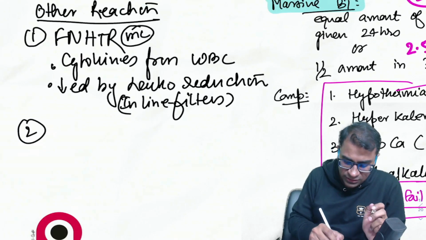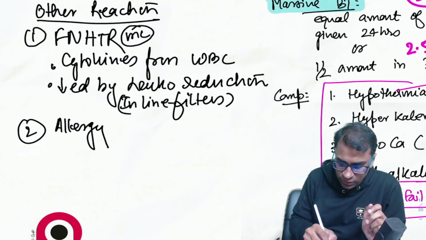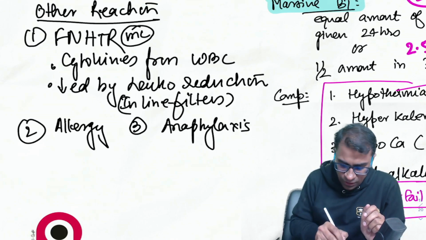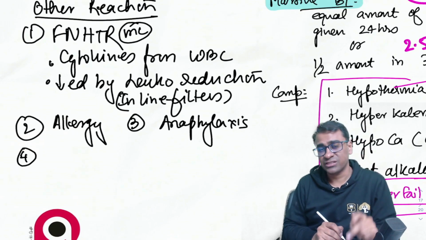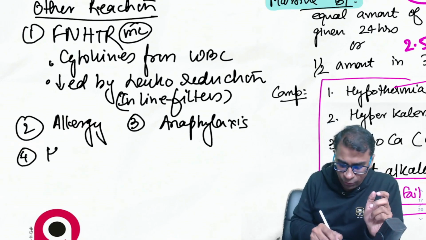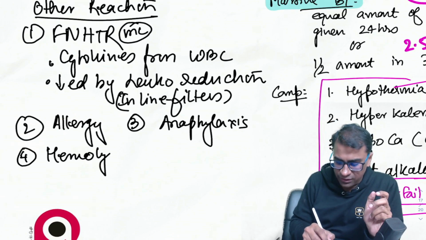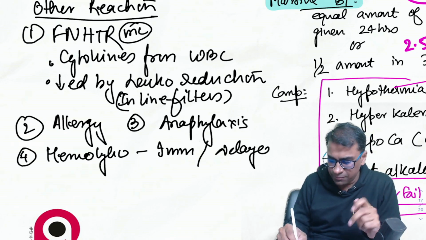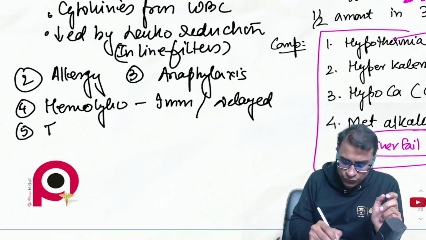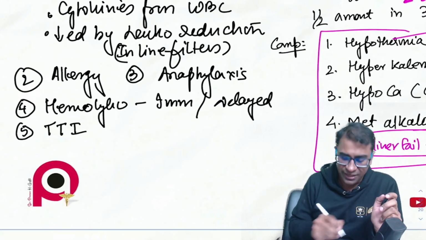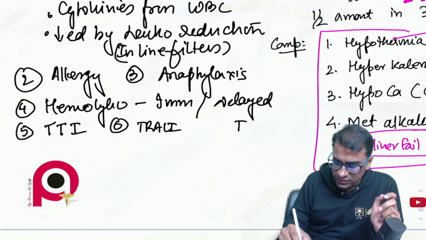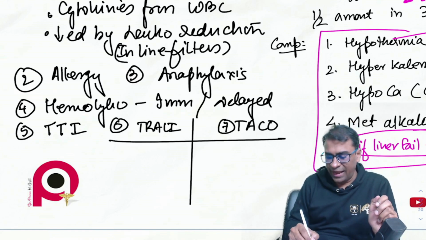Second one is allergy. Third, anaphylaxis. Fourth, reactions can also be hemolytic, which can be immediate or can be delayed. It can be transfusion transmitted infections, TTI. It can be TRALI versus TACO. So how to differentiate TRALI and TACO?